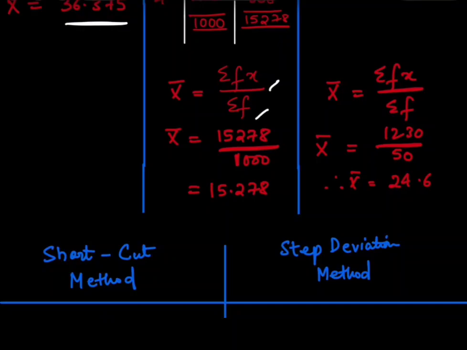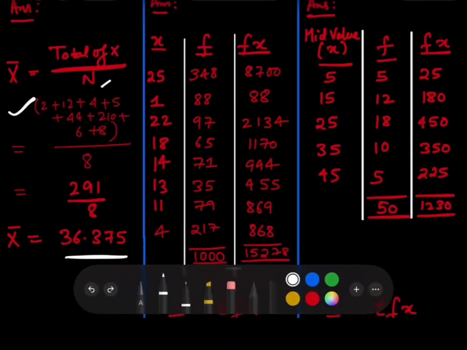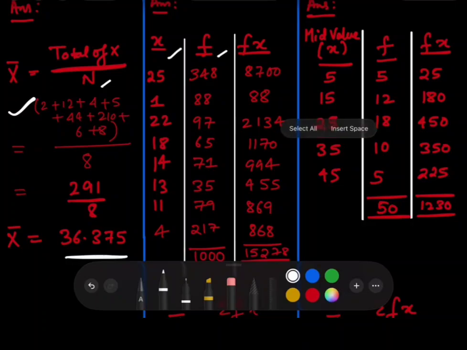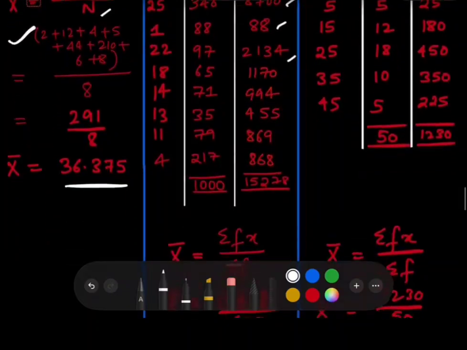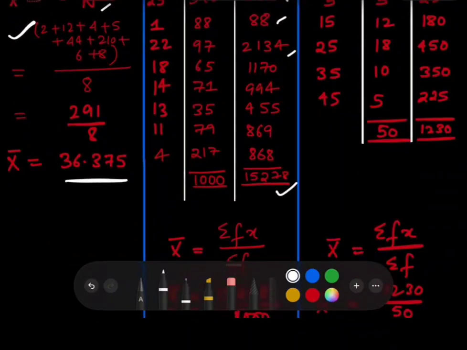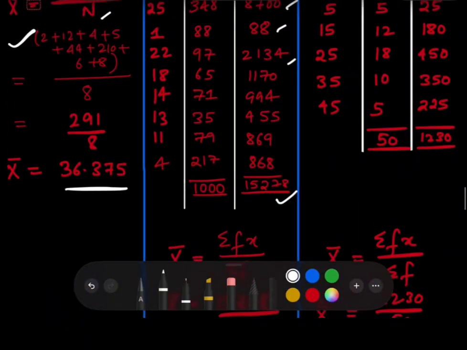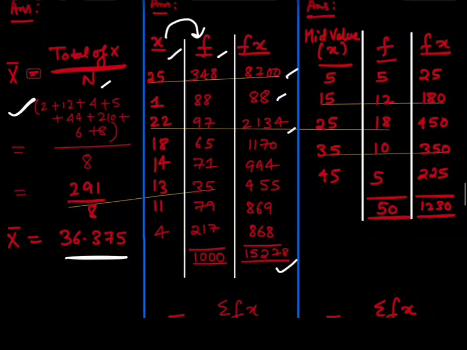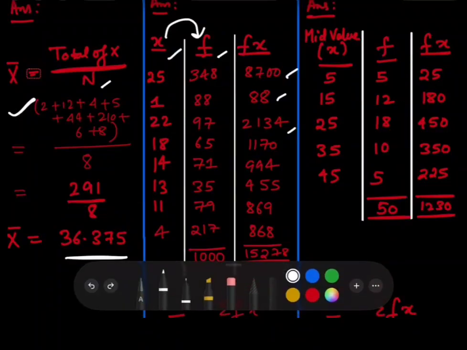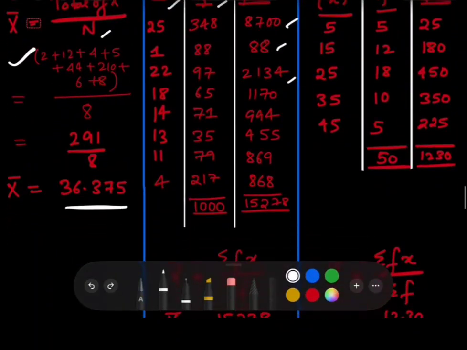What is fx? We have the values of x and f given. We multiply x with f, like 25 multiplied by 348, 1 multiplied with 8, 22 multiplied with 97 and so on. Then we find the sum total and we get the summation fx. So here summation fx is 15278 divided by summation f. Summation f, we get by adding all the values of f, which is 1000.